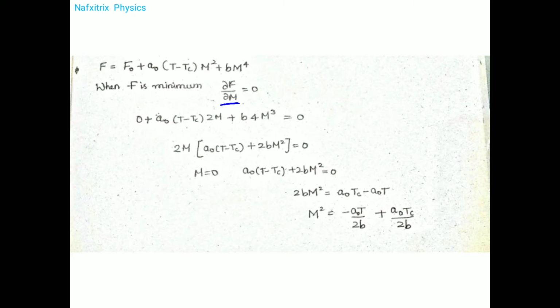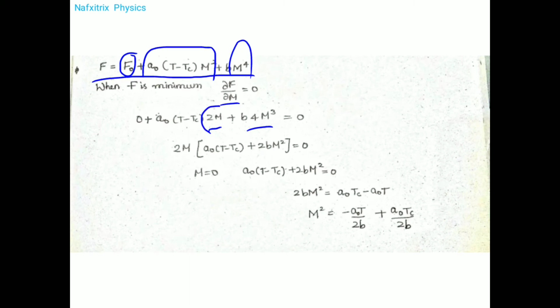So we do dou F by dou M, that is, partial differentiation of this equation with respect to M. The first term is a constant, so dou F naught by dou M is 0. Next, M square is present here, so on differentiation, A naught into T minus Tc is kept aside, and n into x power n minus 1 gives 2 into M power 2 minus 1, so we have M. Next, differentiating the last term, we get 4 into M power 4 minus 1, using the same formula. So we would get this finally.